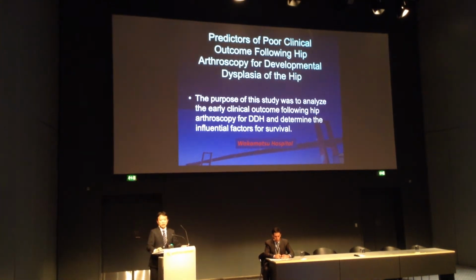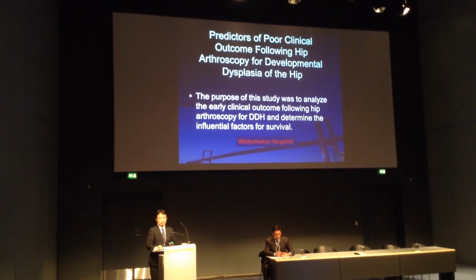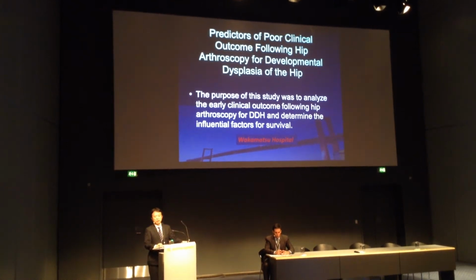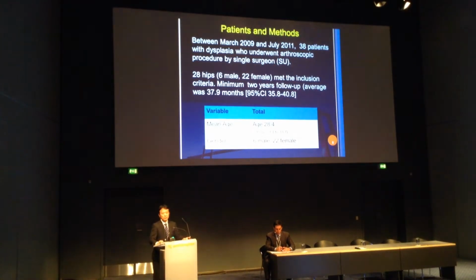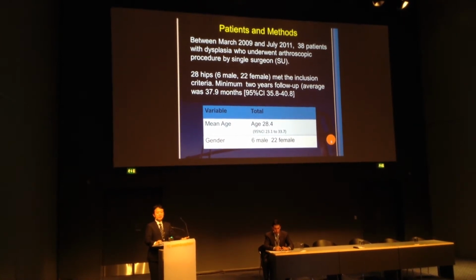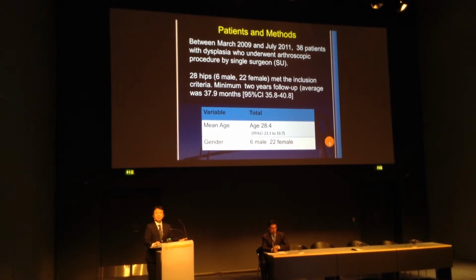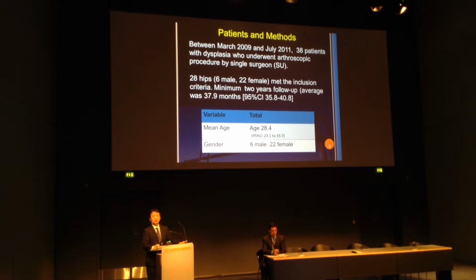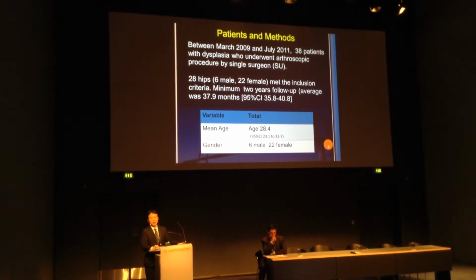So we investigated predictors of poor clinical outcome following hip arthroscopy for the dysplasias. This is actually what I'm going to present at the next academy meeting. The purpose of this study was to analyze early clinical outcome following hip arthroscopy and determine the influencing factors for the survival rate. Between 2009 and July 2011, 38 patients with dysplasia underwent arthroscopic procedure by a single surgeon. 28 met inclusion criteria, minimum 2 years follow-up, mean age 28.4, 6 male and 22 female.